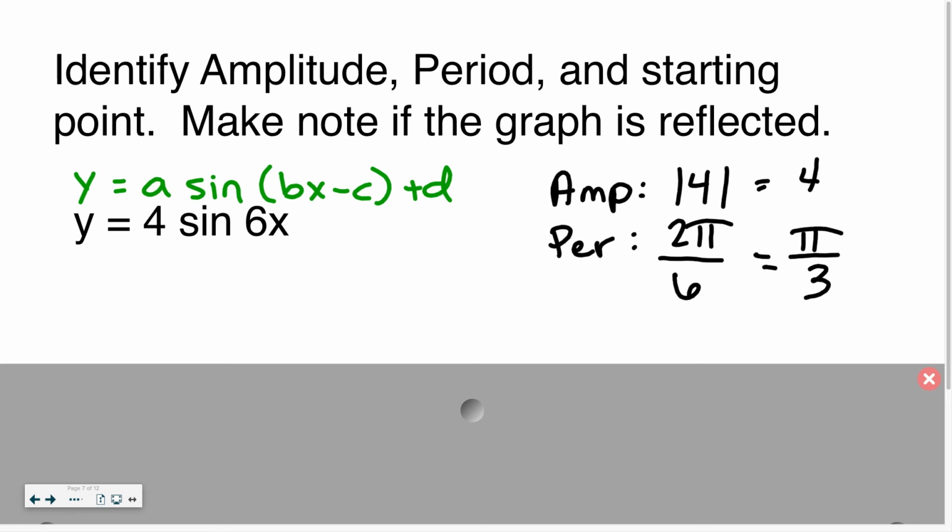This is a sine graph. So normally it would go mountain high, valley low, and it would take 2 pi to do that, right? Well, now we're saying we're going to do mountain high, valley low, and we're going to get it done in pi over 3. So it's going to shrink horizontally. Here's pi over 3 compared to 2 pi, right?